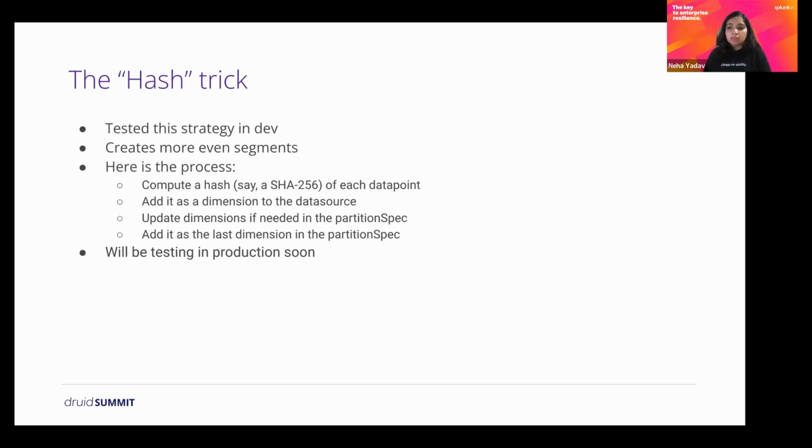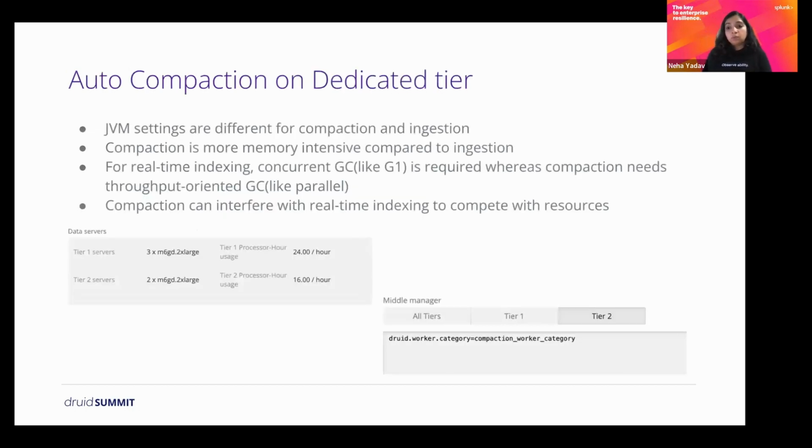After making these changes, when we enabled compaction, we realized that our segments were more even. That makes us feel that maybe this approach is going to work on our production clusters with larger data scale. The last approach that we really want to try out is running auto compaction on a dedicated tier.